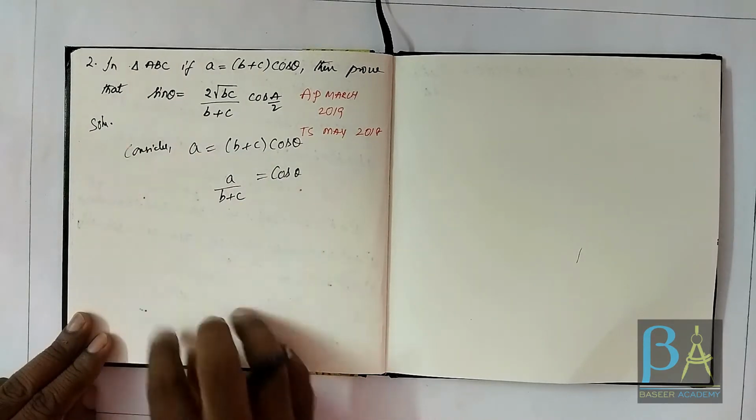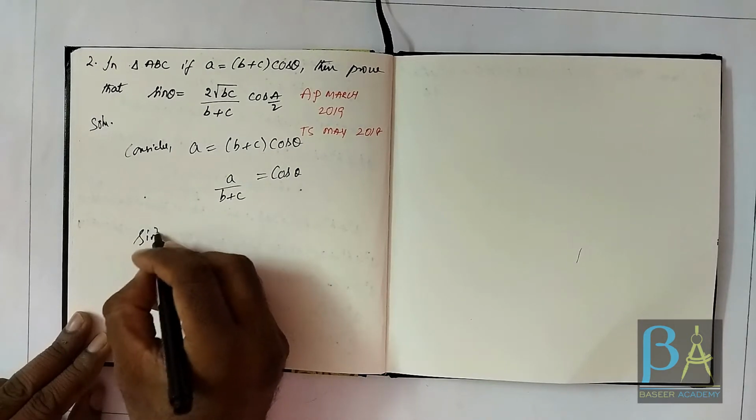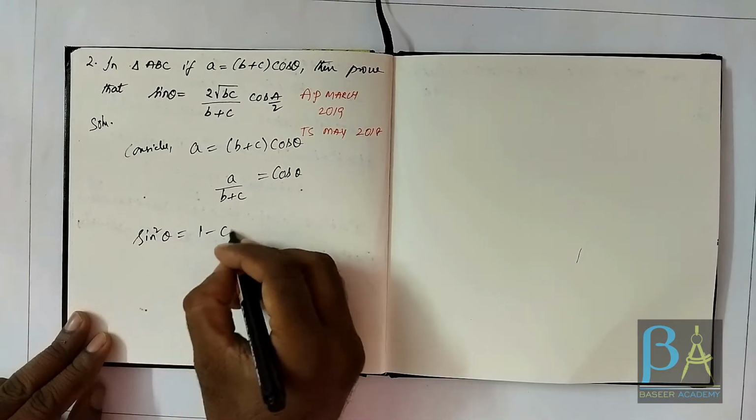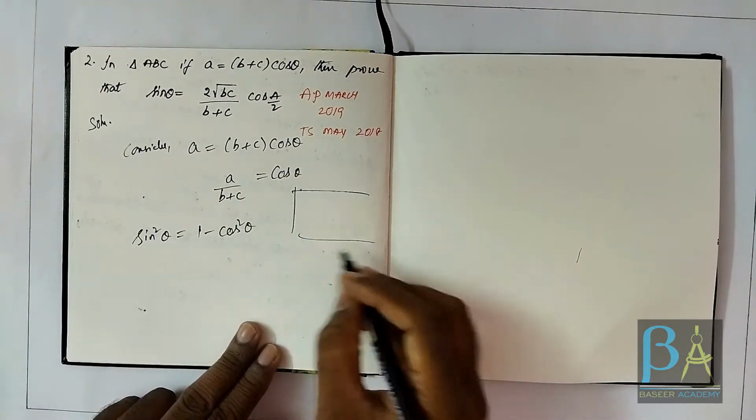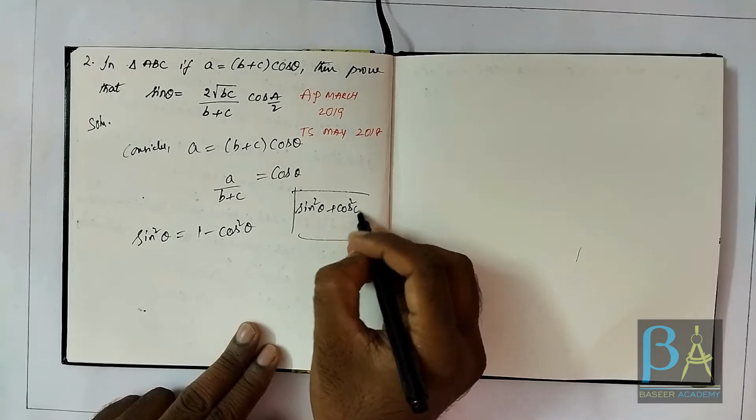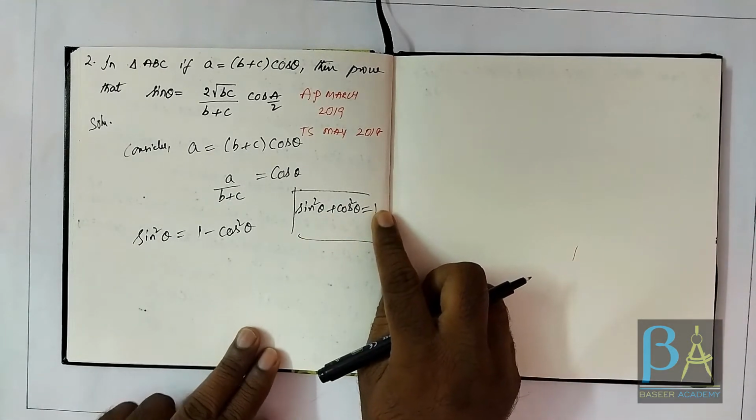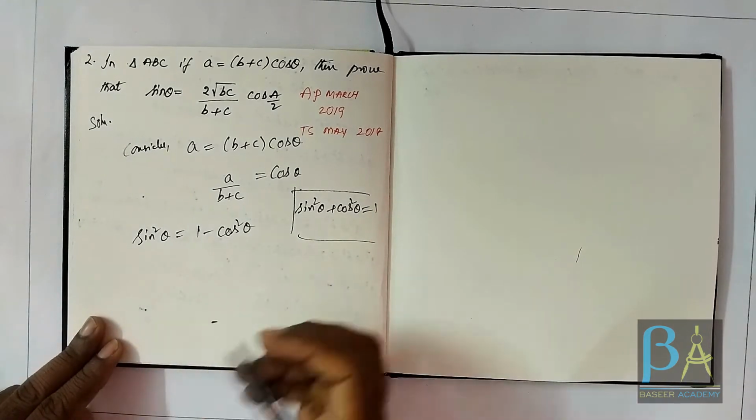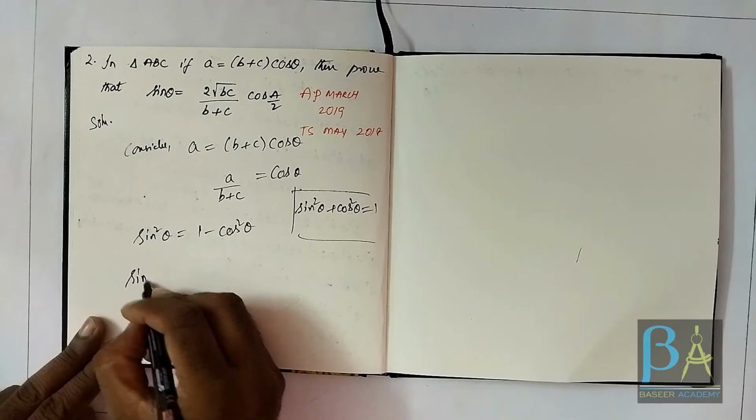Since I want to find out what sin theta is, I know that sin square theta is 1 minus cos square theta. I believe you all know this trigonometric identity, right? Sin square theta plus cos square theta is 1, so sin square theta is going to be 1 minus cos square theta. Now since I already have the value of cos theta, let me substitute it here.